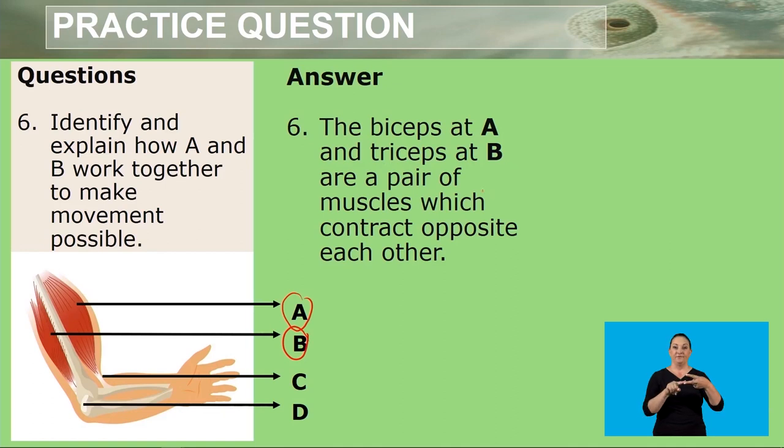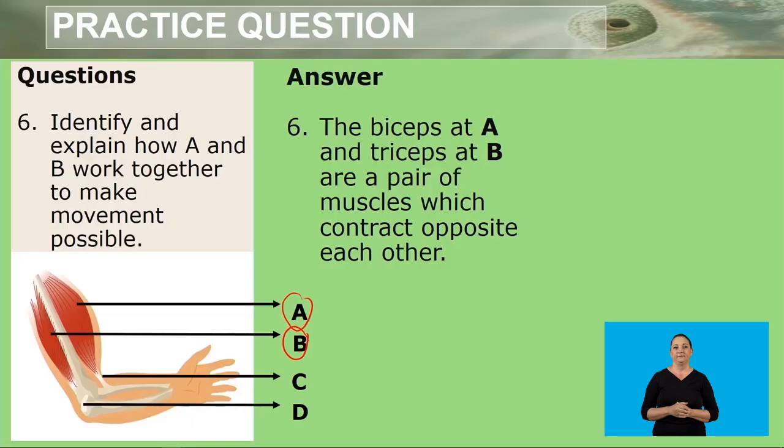These are a pair. We know that these are an antagonistic pair. They work against or opposite each other. So the biceps at A and triceps at B are a pair of muscles which contract opposite each other. You can go on to further explaining that. If the muscles at A, being the biceps, contract, the muscles at B, being the triceps, will relax.